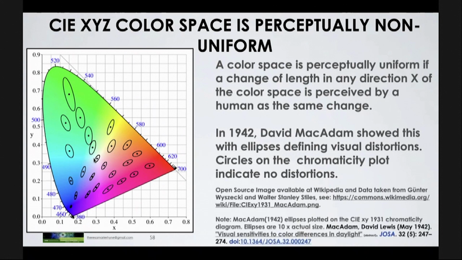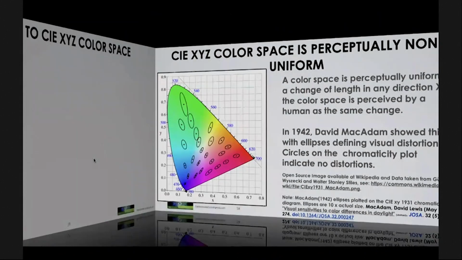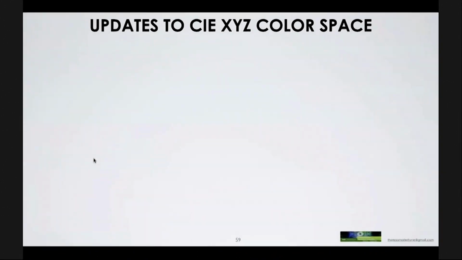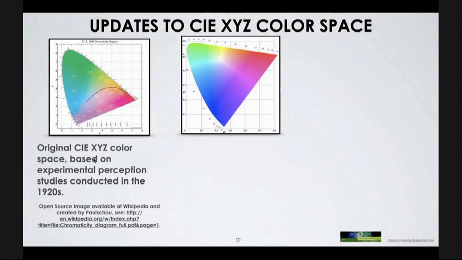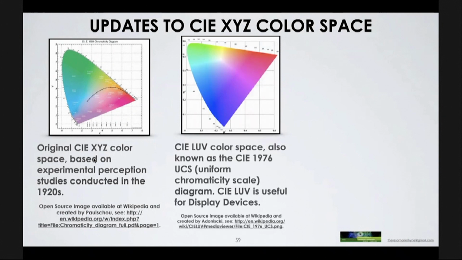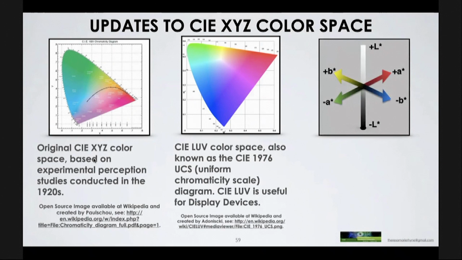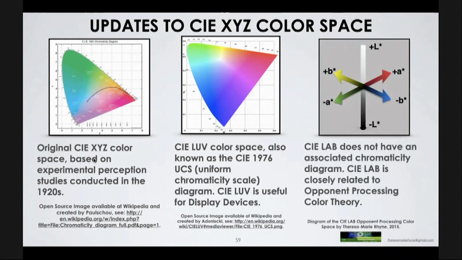So then there became all this work to make this get a little better. And they made some updates. There's all kinds of writing about this, by the way, from all kinds of disciplines trying to get to it. So this is what they came up with. They came up with CIE Luv in 1976 as a uniform chromaticity scale. And then they came up with CIE Lab, which has probably lasted for a lot longer.